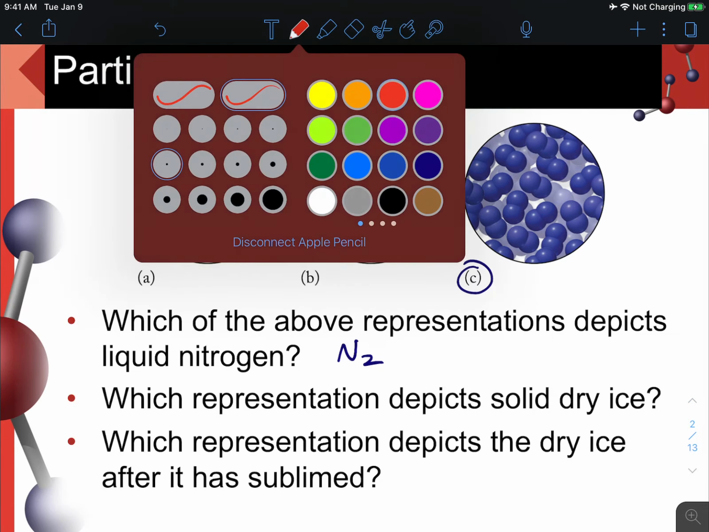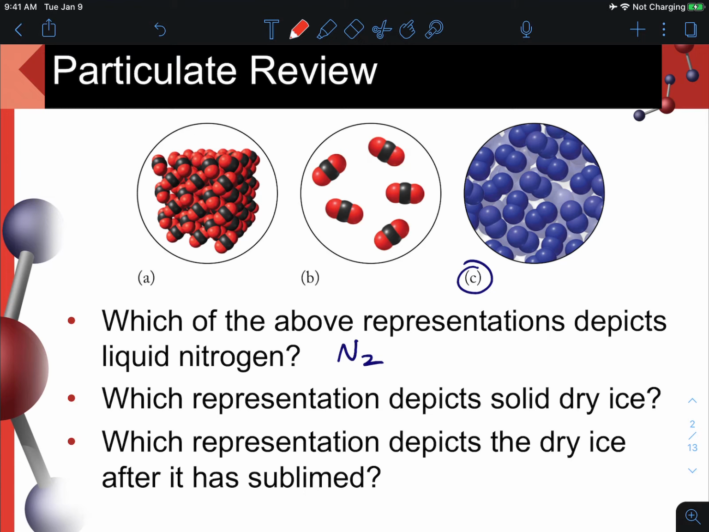Well, you don't even have to know what dry ice is, but it is CO2. And you want to look for solid, so obviously this one would be the solid. The last one is also CO2, but it's sublimed. Sublime is going from solid to gas, as opposed to some of the other ones you might be more familiar with, like evaporation, condensation, all those types. Sublimation is going from solid to gas.